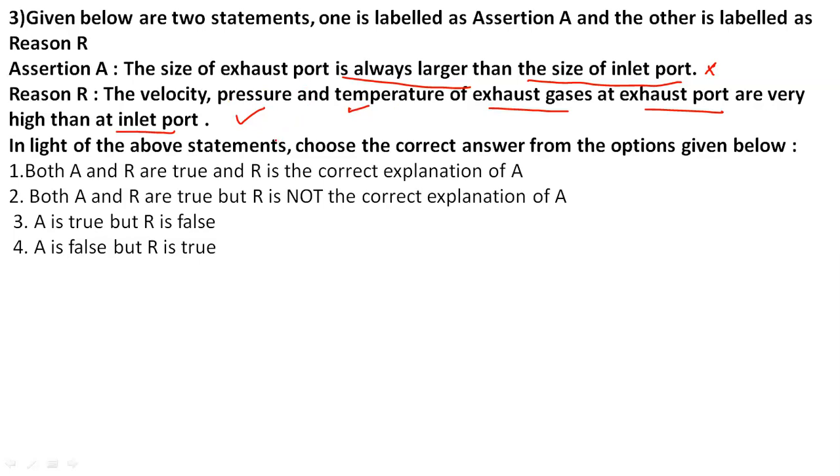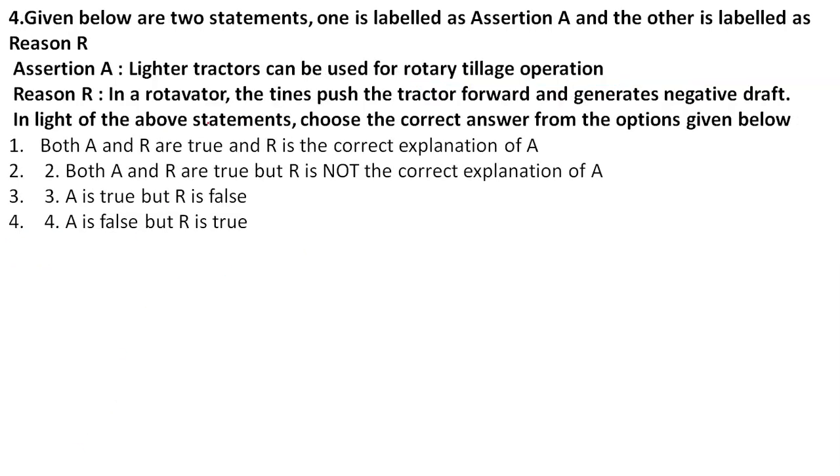So option D is the correct answer. Option 4: A is false, R is true. Next question, the same assertion-reason type. These questions were already asked in the examination, so be aware of that. These types of questions will be asked in the examination.